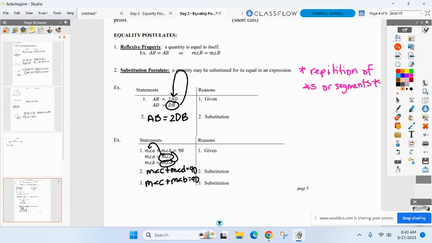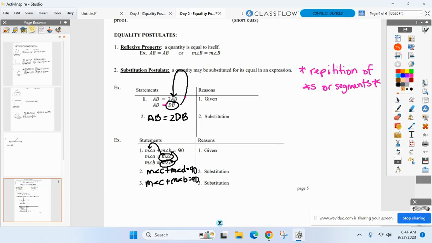Okay, that's how you know you're going to use substitution: repetition. What do I mean by repetition? Look at number 1 here. Everyone see how AD appeared twice? Look down here. Everyone see how angle A appeared twice? Angle B appeared twice. So if you see repetition in the givens of a segment or an angle, I'm probably going to substitute.